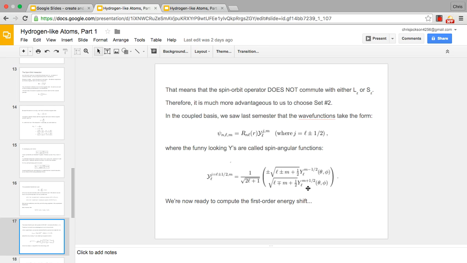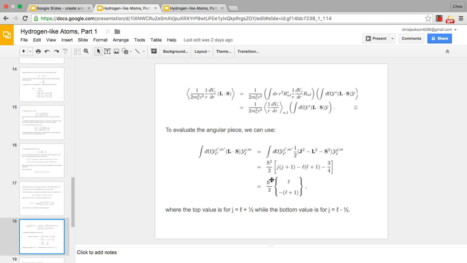And their spin angular functions are just basically spherical harmonics with some coefficients that depend on the L and M quantum numbers. And so what we had to do was compute, because this guy is already diagonal, so we don't have to worry about applying degenerate perturbation theory. We can just apply non-degenerate perturbation theory.